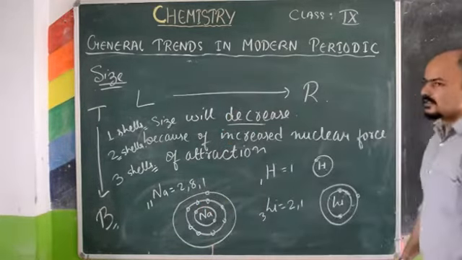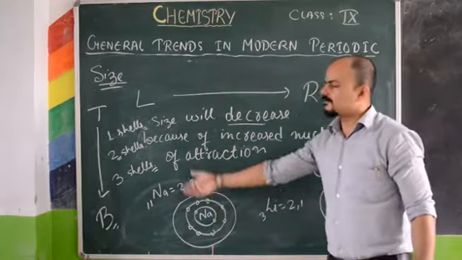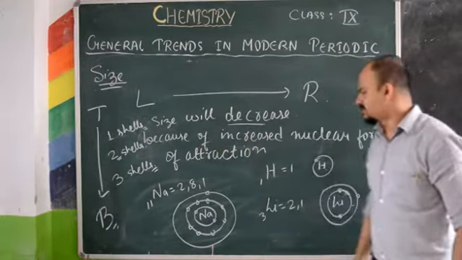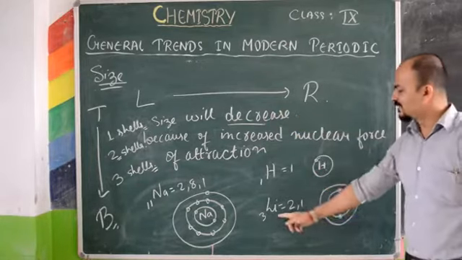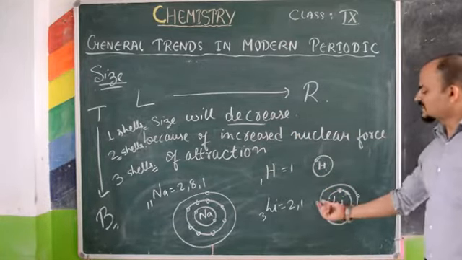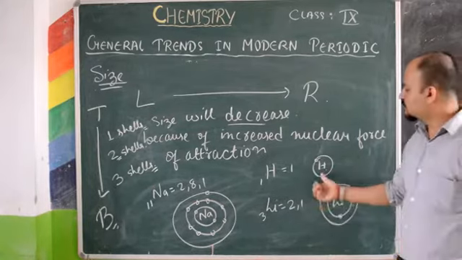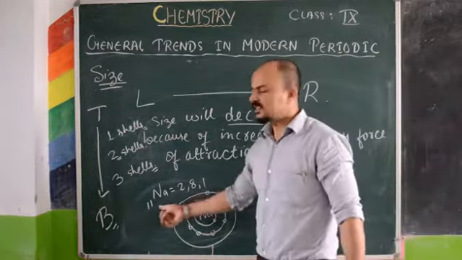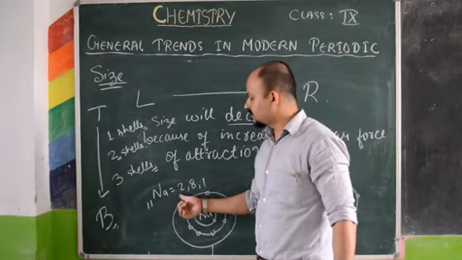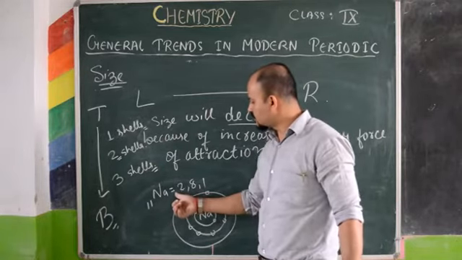So you can easily make it out from the number of cells. Hydrogen lying in the first period, 1 cell, small in size. Lithium lying in the second period, 2 cells, bigger in size compared to hydrogen because it has 2 cells. Sodium, it has this electronic configuration as 2, 8, 1.